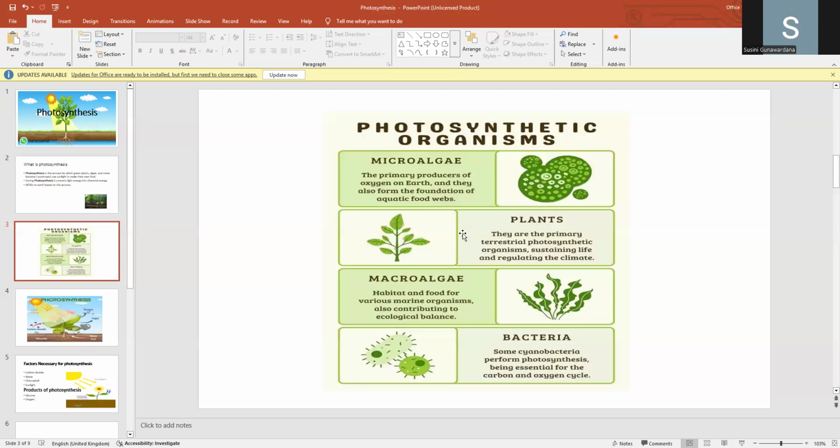So, the last one is the plants. As we know, all plants do photosynthesis. So, not only plants, but also algae and cyanobacteria carry out the process of photosynthesis. It means they have the ability to produce their own food.